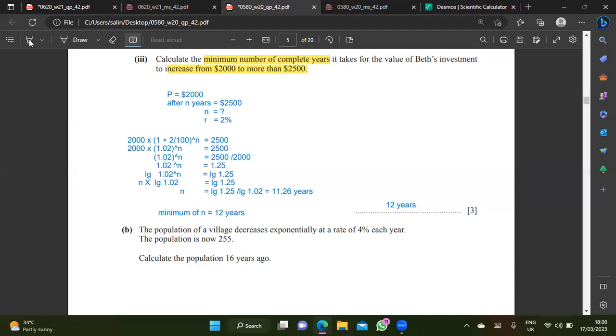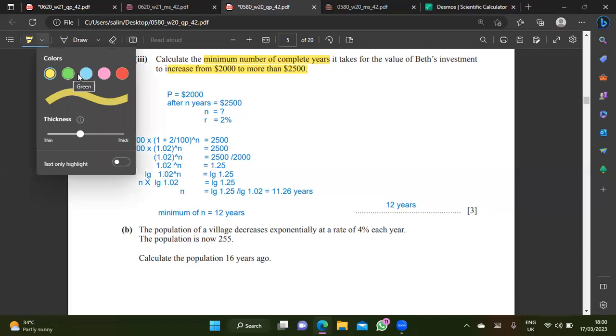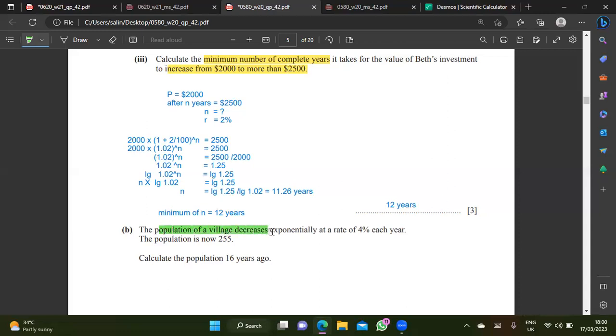Okay, let's read the question here. The population of a village decreases exponentially. What is the rate? Rate 4% each year. And then they say now the population is 255. And then they ask you to calculate the population 16 years ago. What was the population 16 years ago?